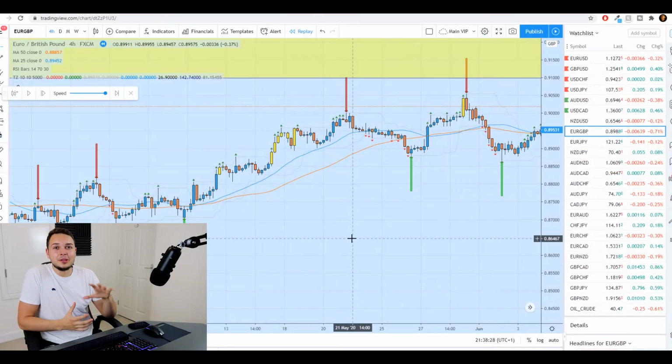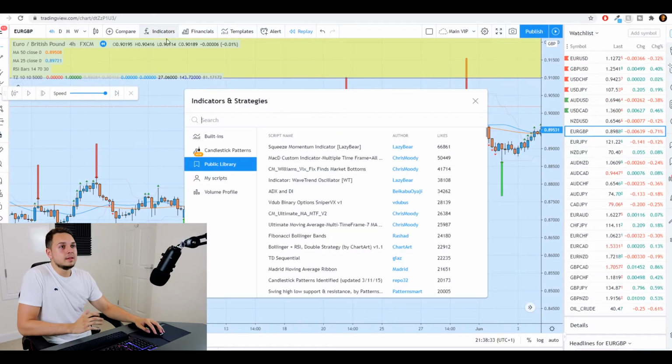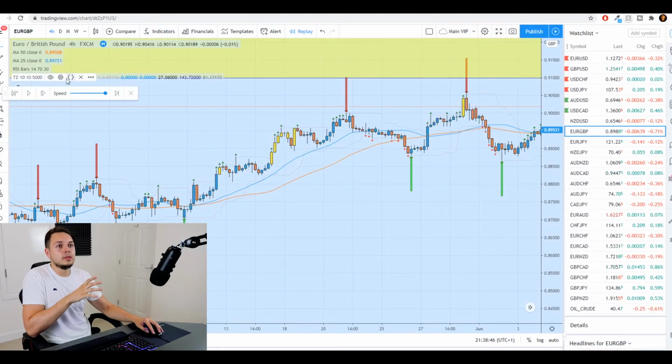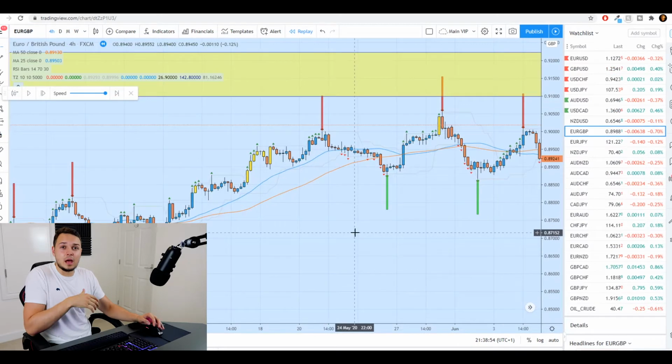Right, so we're here on the Euro GBP currency pair. What we're gonna do is find the indicator. So we're gonna go into the indicator section. Let's just find actually Transient Zones V1.1. So we use that one. We use the default settings. Nothing is changed. As you can see, inputs, everything's fine, right? What we're gonna do is I'm gonna show you basically how to use this strategy.